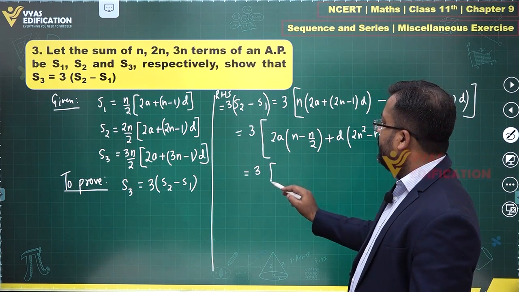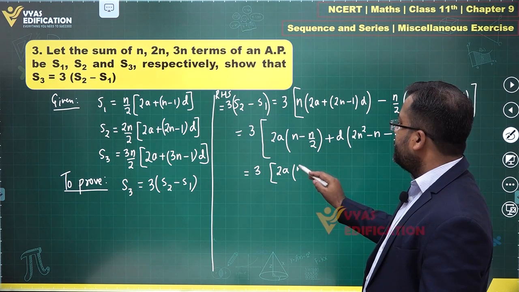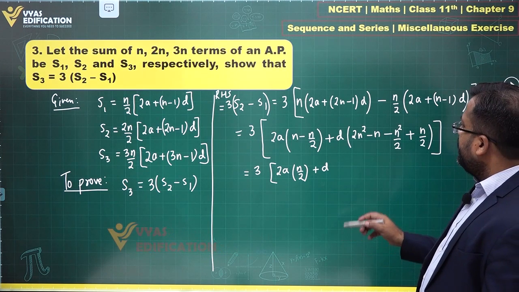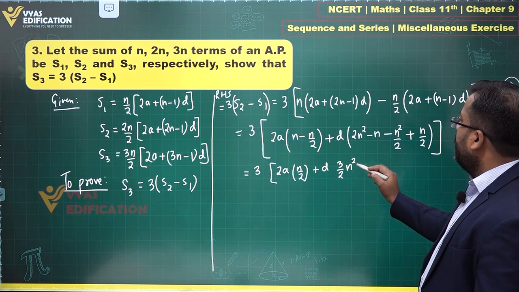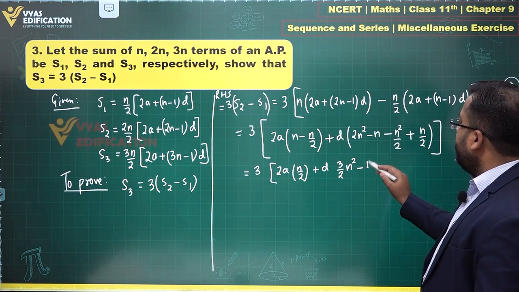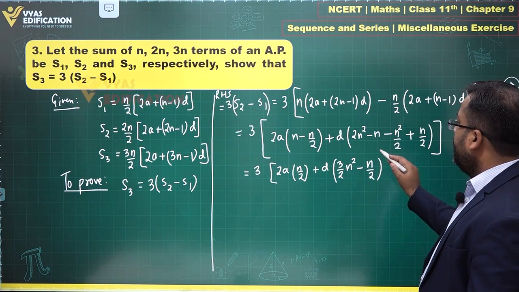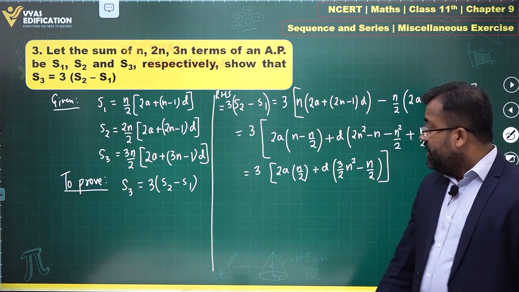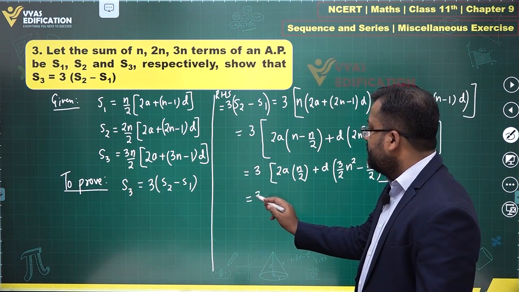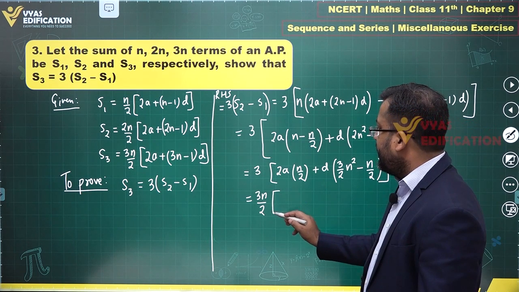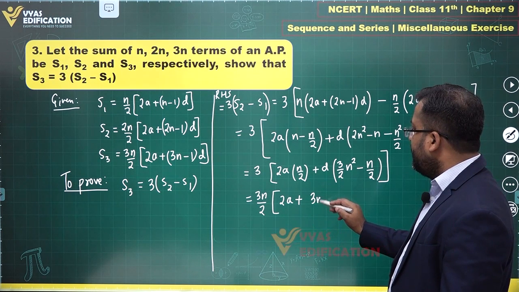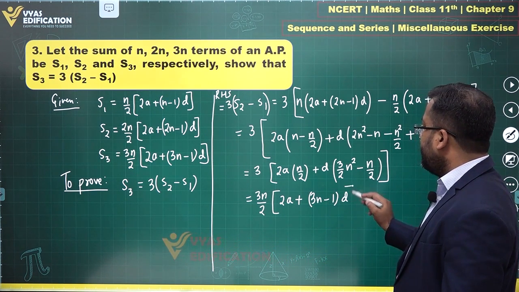This 3 is okay. 2a is also okay. n minus n by 2 is n by 2. Plus d is okay. 2n square minus n square by 2 will be 3 by 2 n square, minus n plus n by 2 will be, what will that simplify into? Minus n by 2 is what you get in the bracket, right? This is what you get. Do you see that n by 2 from here, n by 2 from here, and n by 2 from here will come out common? So this becomes 3n by 2. In the bracket you have 2a plus, what does this become? n by 2 comes out common, (3n minus 1) remains with d.